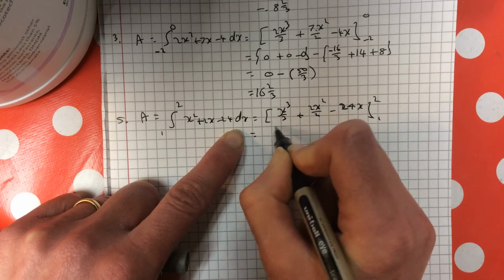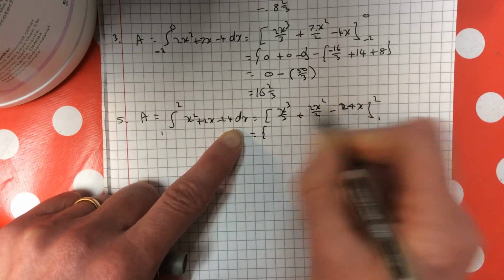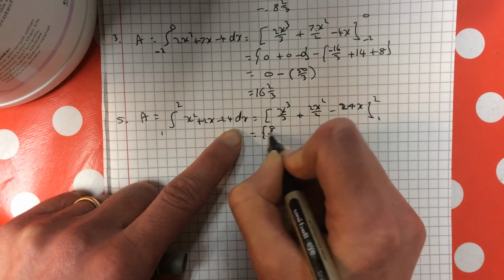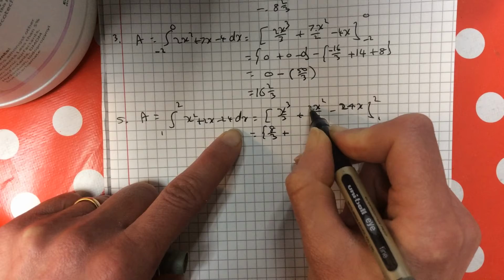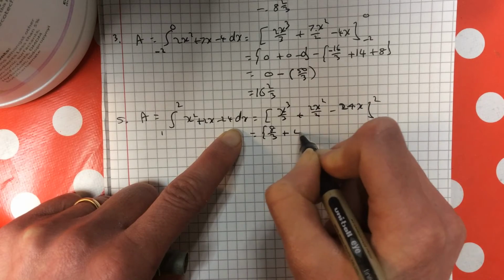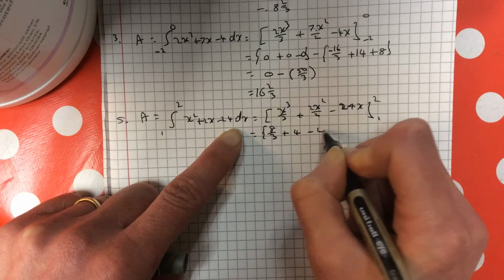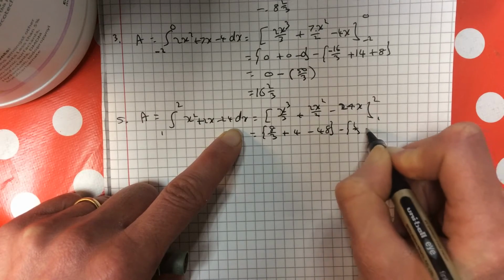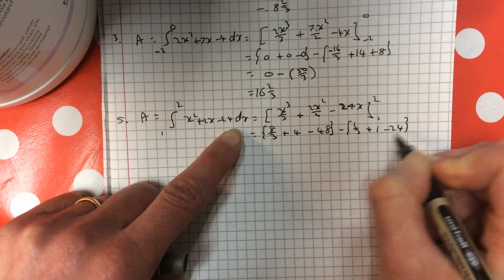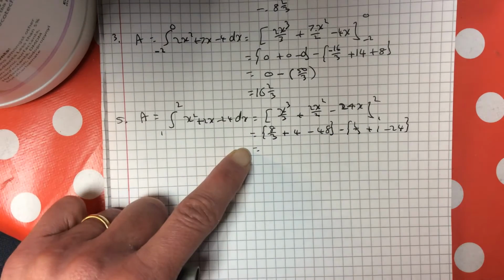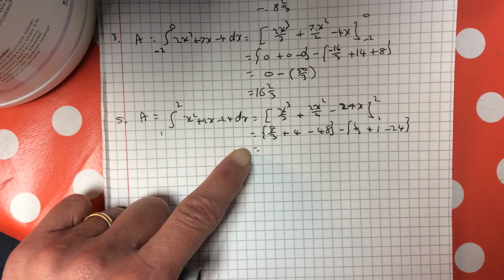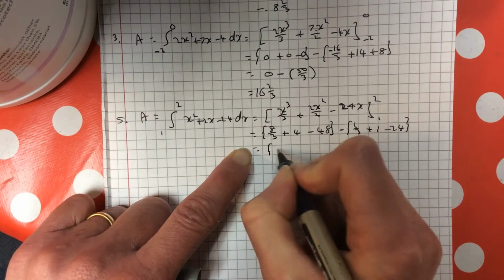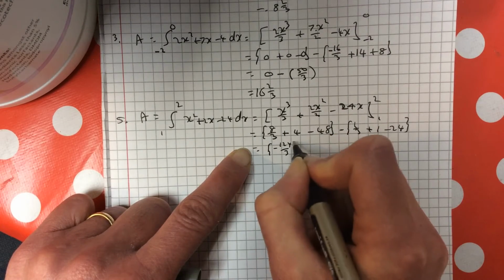Sub in your 2. I use curly brackets and sub them in. So 8 over 3 plus, well, those 2's cancel down, and then 2 squared is 4. 24 times 2 is 48. Sub in your 1. So it's 1/3 plus 1 minus 24. Again, take your time. Don't be tempted to do all this in one go because you could easily make a mistake. So the first bracket is minus 124 over 3.